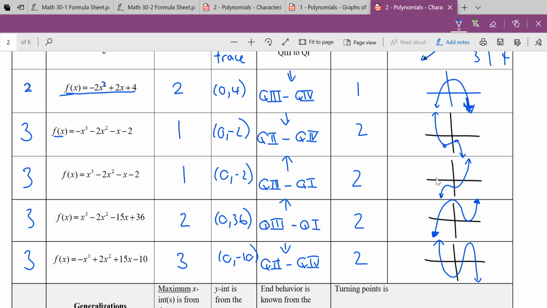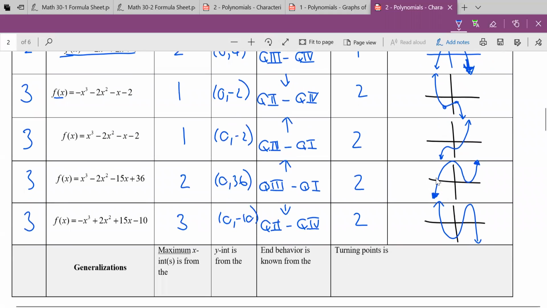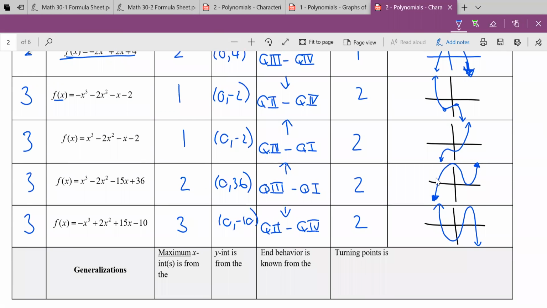So let's see if we can make some generalizations here. The maximum number of x-intercepts: look at degree 3, I've got 3, degree 3, 2, degree 3, 1. The degree gives me the maximum number. It doesn't guarantee how many I'll have, it tells me the max. The next one says the y-intercept. Do you notice the y-intercept is actually the constant term?